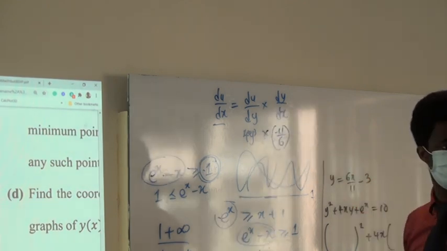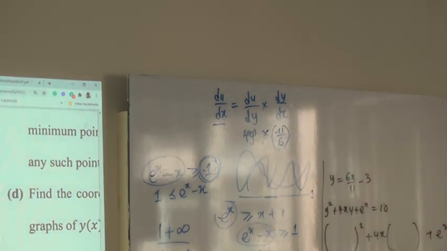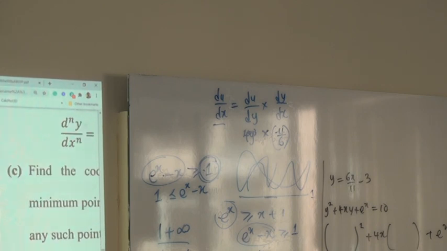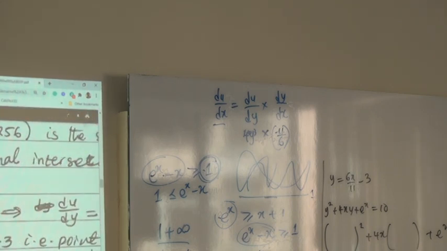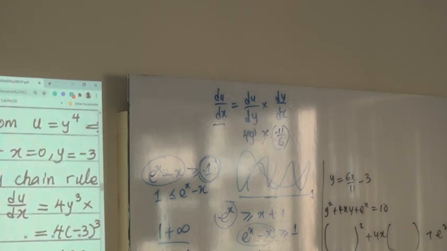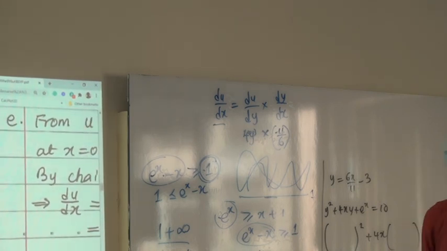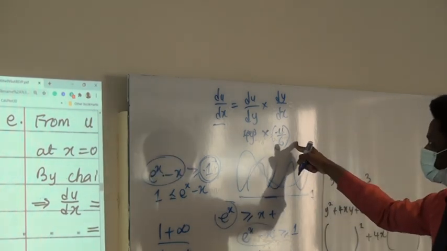dy/dx at that point? That is part of question C, minus 11 over 6. That's the gradient of the tangent. Okay, so you already have that.